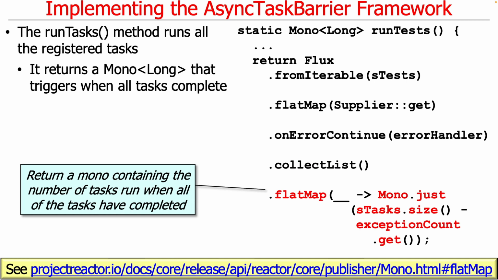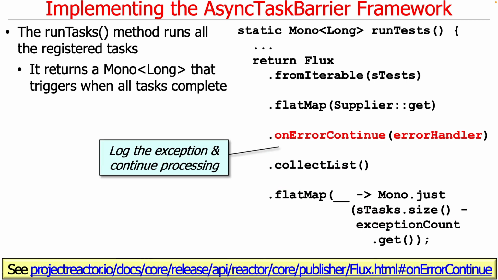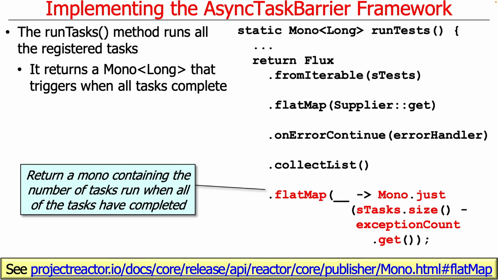And then we're going to use flatMap, and this is completely crazy, to take the number of tasks that were in the original list of tests we were starting, and we're going to subtract from it the exception count. Every time an exception occurs, we're going to log the exception, increment the exception count by 1, and then when we're done, we will subtract the number of exceptions we got from the original number of tests we were running, and that will tell us how many of the tests actually succeeded. And if that sounds a little convoluted, it is, and we'll take a look at that when we look at the code here in just a second.